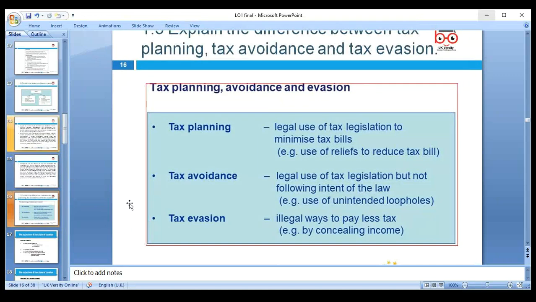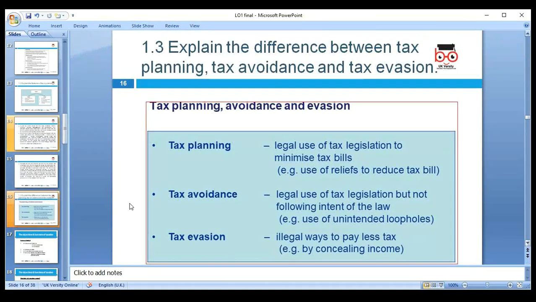Okay, next, that was 1.2, and next we have 1.3. Explain the difference between tax planning, tax evasion, and tax avoidance. What is the key difference? Do we know which one is illegal, which one is not legal? Tax planning. What do you think? Is tax planning legal? Legal. Okay, that's why people come to you, to an accountant, yes?